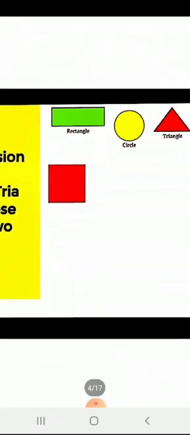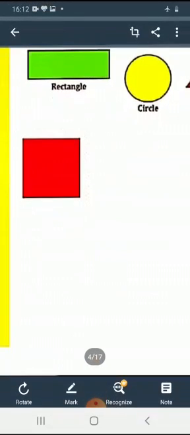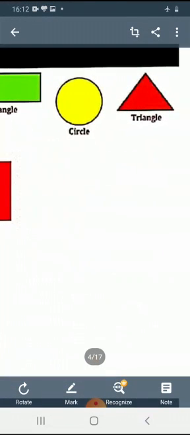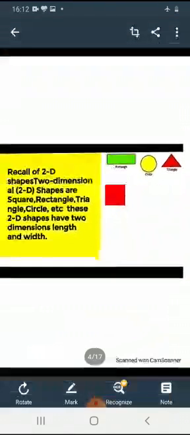Let us learn about the circle. Here the rectangle is closed with line segments. Rectangle is also with line segments. Triangle is also line segments. But circle is with curves. It is closed with a curve.